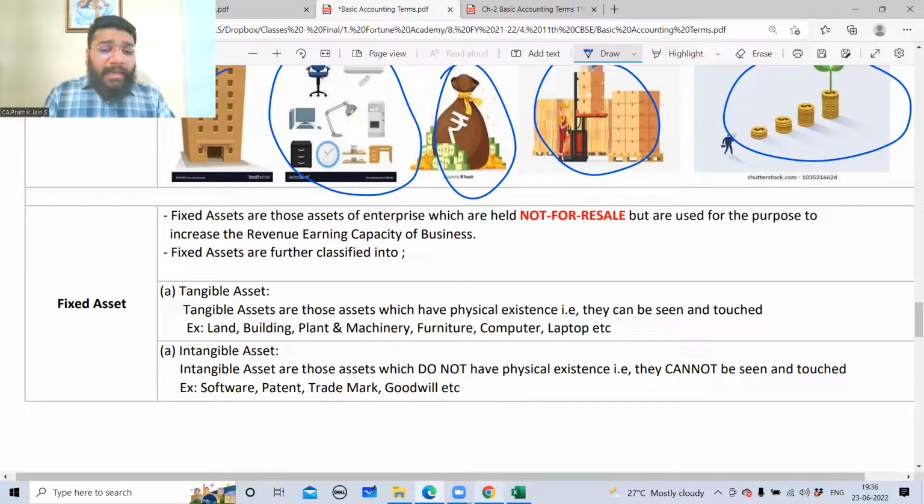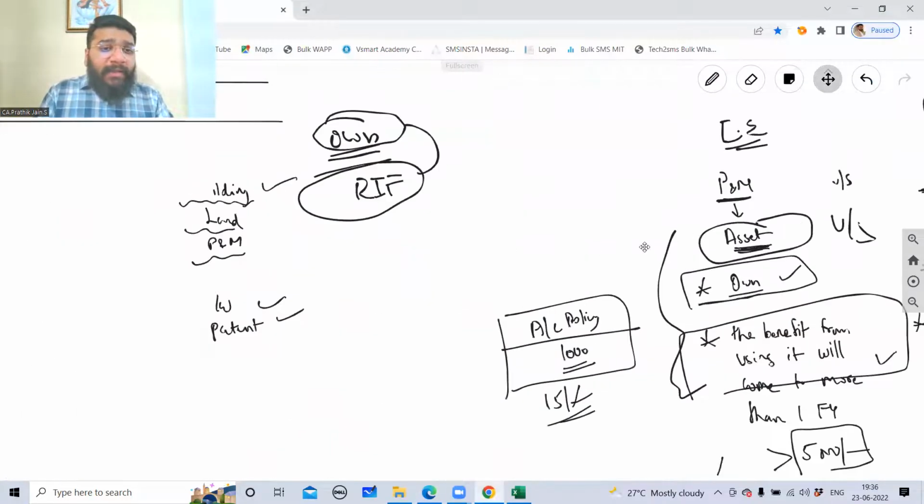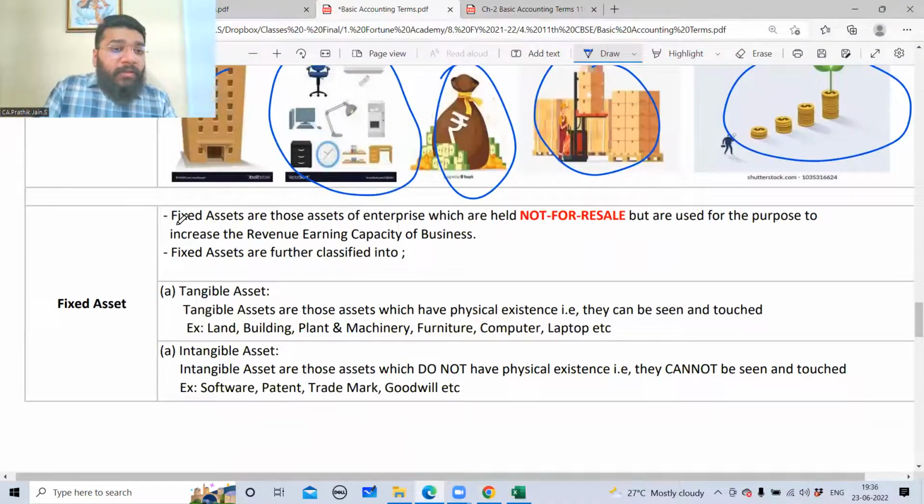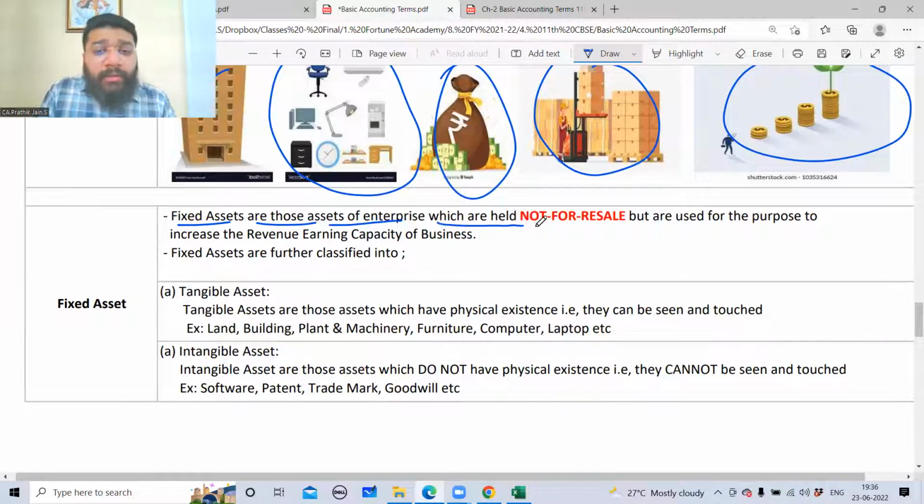Now, under assets, I told you there are multiple categories. The first category is the fixed asset category. Fixed, something which is fixed. Fixed assets are those assets of the enterprise which are not held for resale. Which means what? If I buy this pen with the intention to sell it, then the motive is to sell this pen, and I cannot call this pen an asset.